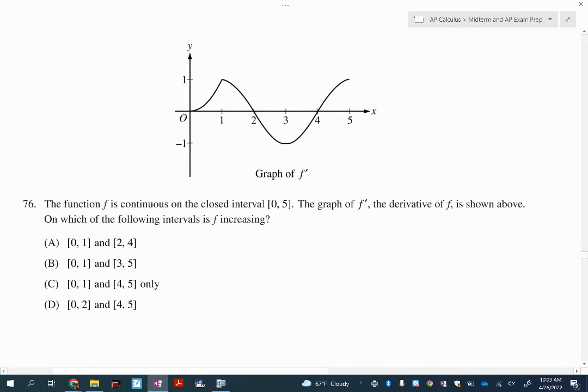All right, so let's look at number 76. We are told that the function is continuous on a closed interval 0 to 5, and it gives us the graph of the f function, the derivative of that. And it wants to know on which of the following intervals is the original function increasing.